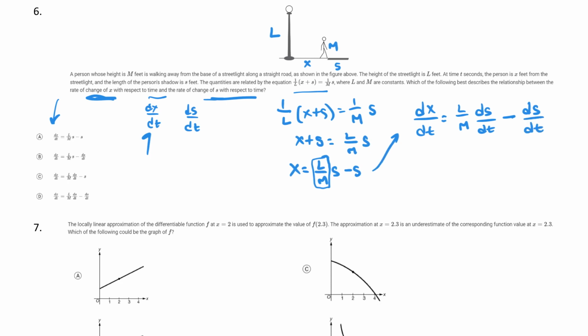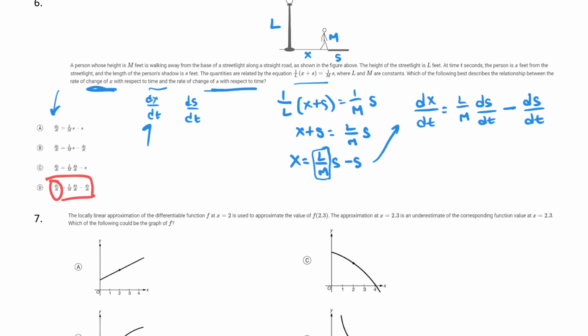Let's see, is that one of our answer choices? It sure is, right there. So there we go, that's our answer choice, and it would be D. All right, moving on to the next problem.